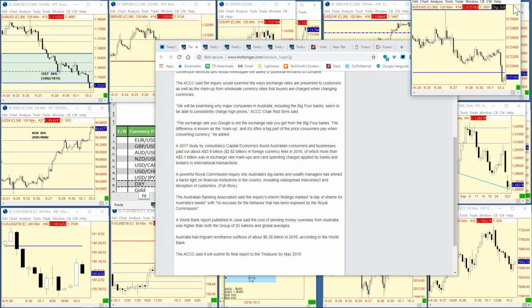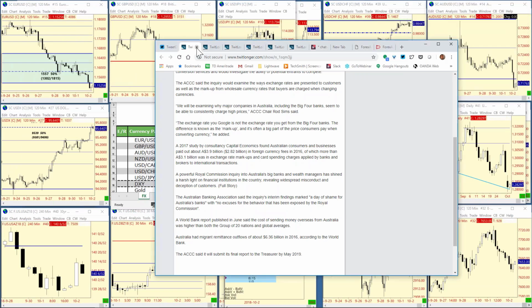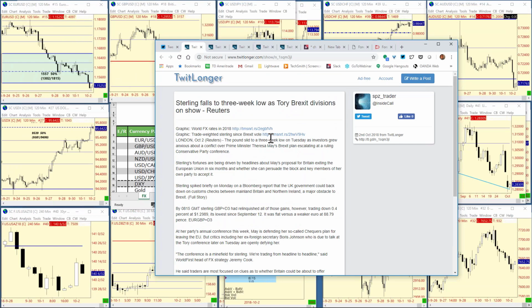Sterling falls to a 3-week low as the Tory Brexit divisions are on show. Sterling's fortunes are being driven by headlines about May's proposal for Britain exiting the European Union in 6 months. Sterling spiked briefly on Monday on a Bloomberg report that the UK government could back down on customs checks between mainland Britain and Northern Ireland, a major obstacle to the Brexit.